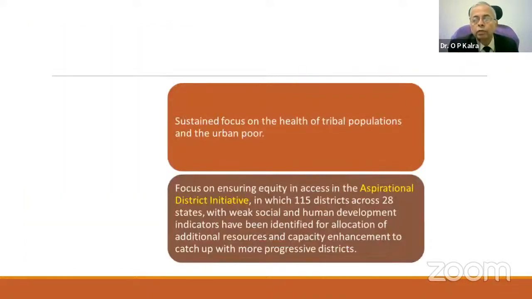And of course, there is focus on certain populations which are lagging behind as far as various health indicators are concerned. One is the tribal populations, urban poor, and then those living in the aspirational districts. That is those which are very remote and very poor districts, there is a greater thrust of the National Health Mission.